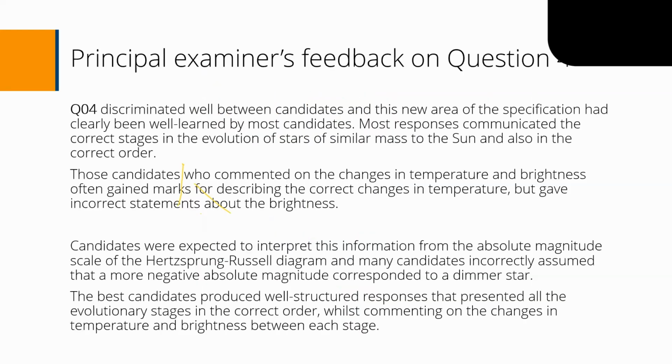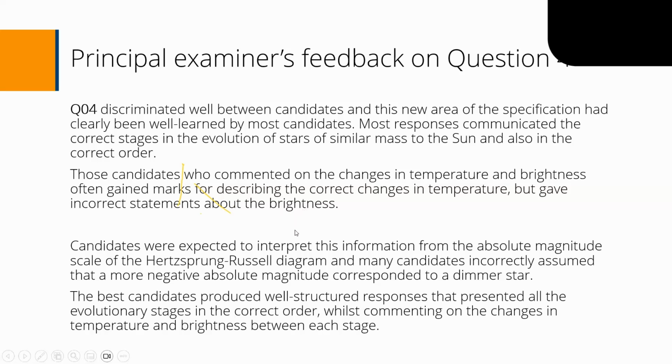Okay. This is the feedback in the examiner's report on the question we just looked at, the Hertzsprung-Russell diagram one, identifying which parts were generally done well and which parts not so much. Question 4 discriminated well between candidates, and this new area of the specification had clearly been well learned by most candidates. Most responses communicated the correct stages in the evolution of stars of similar mass to the sun and also in the correct order. Those candidates who commented on the changes in temperature and brightness often gained marks for describing the correct changes in temperature, but gave incorrect statements about the brightness.